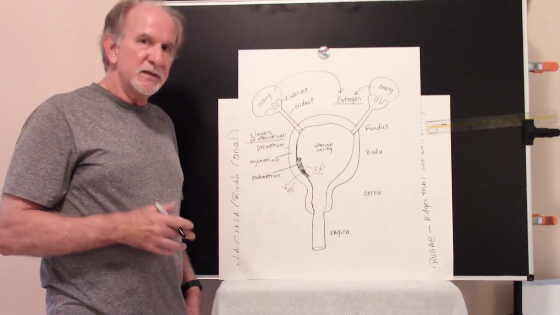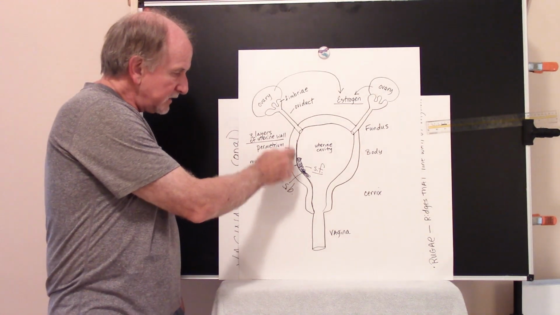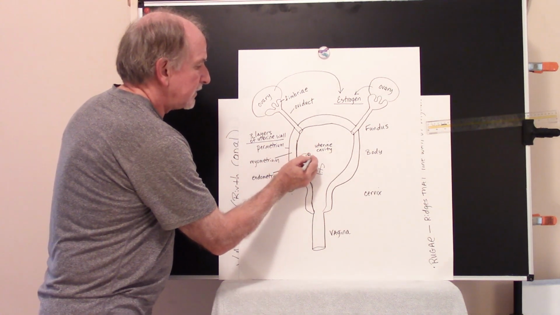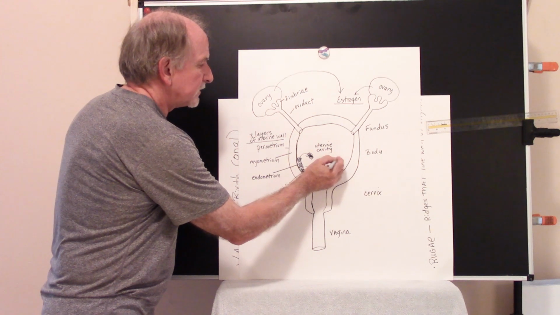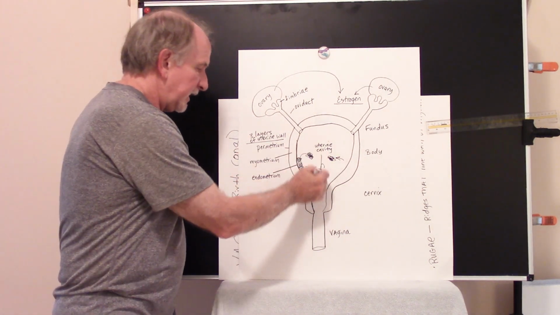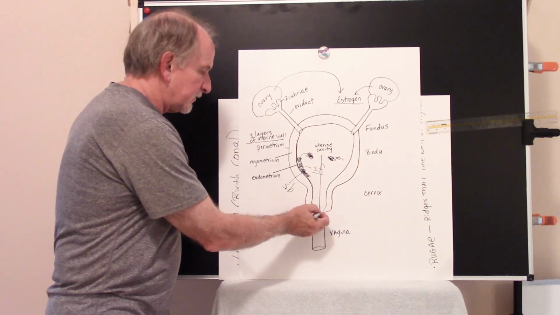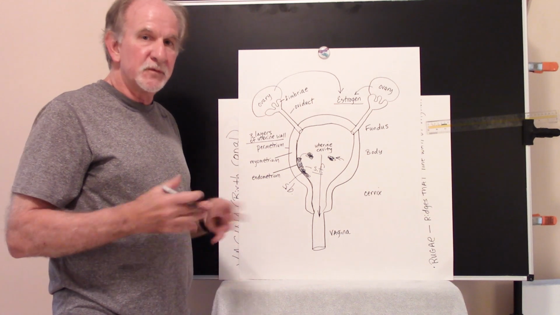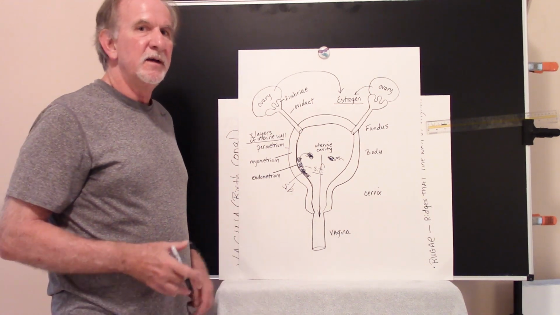And then what we're going to find is that at some point in time, the cells of the functional layer actually die and slough off into the uterine cavity where they mix with blood and then flush out of the uterus into the vagina, where typically they would be absorbed as a bloody discharge by a tampon.